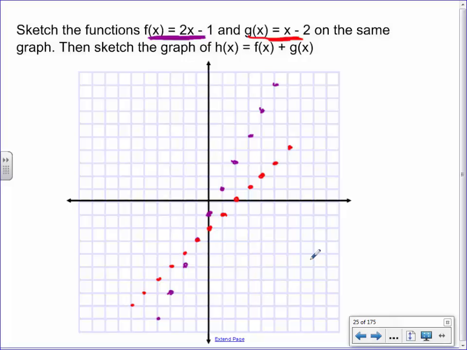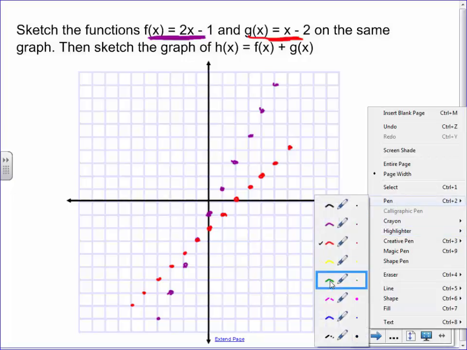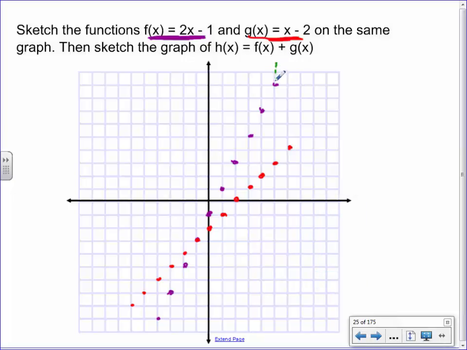to do is add their y values to each other. So for the same x value, add their y values. So I'm just going to draw a vertical line right about here, and I'm going to find their y values. See how this guy's y value right here is 3, and this one up here is 9. Well, if I add them, it should be 12. That's off my graph, so I won't worry about that one.